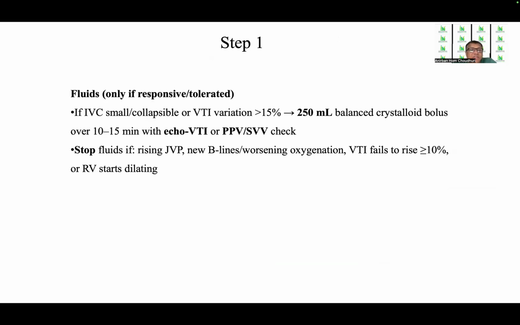So if the IVC is small, collapsible, or the VTI variation is more than 15%, we give a 250 ml balanced crystalloid bolus over 10 to 15 minutes with echo, and we look for the VTI and the improvement. We can also look for the pulse pressure variation or stroke volume variation in case we are fluid responsive, but there are certain limitations.